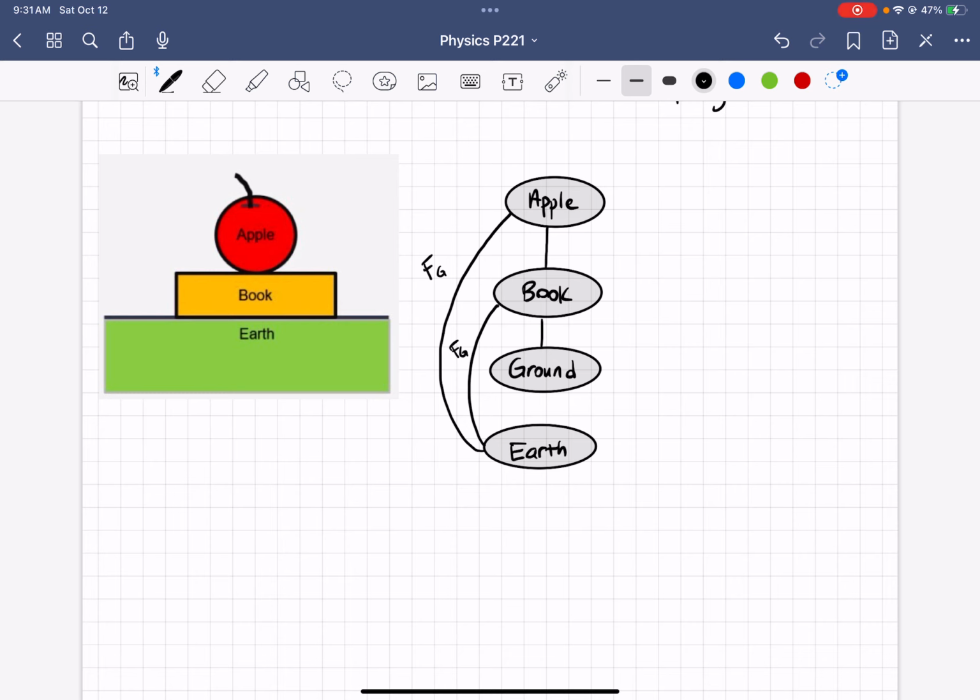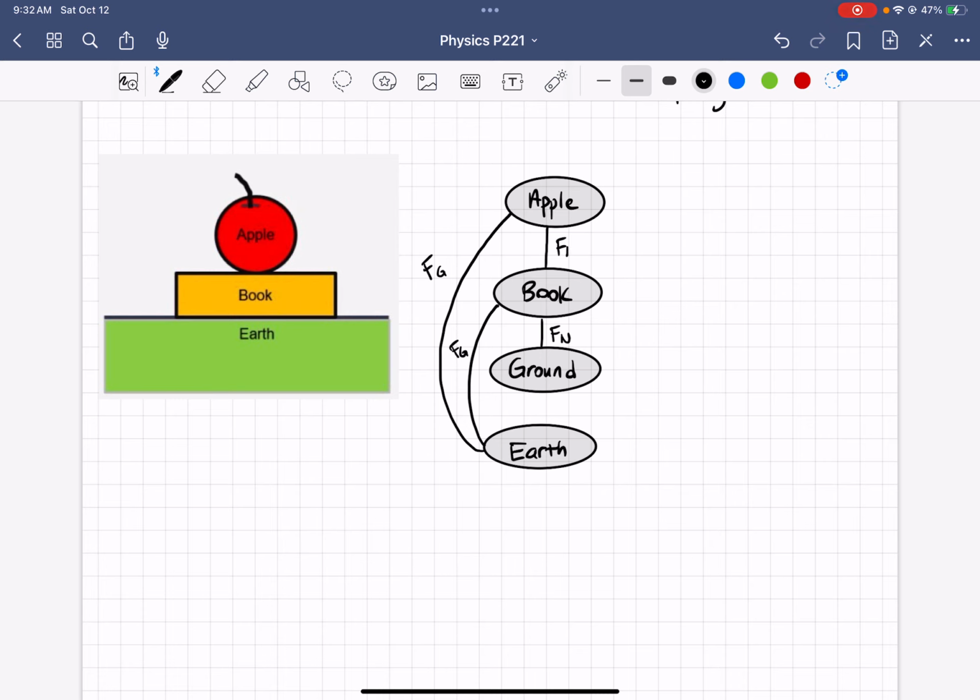Now, in this case, there's not going to be any friction forces involved because there's nothing that is trying to make these surfaces slide against one another. But if there were, I would draw a separate line between the two surfaces to indicate a friction force was acting at that interface as well.